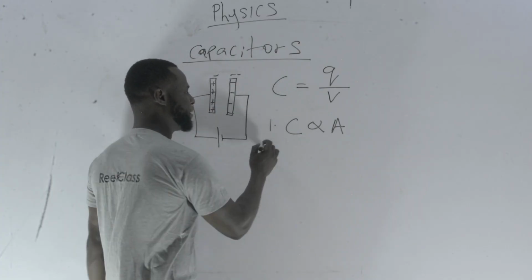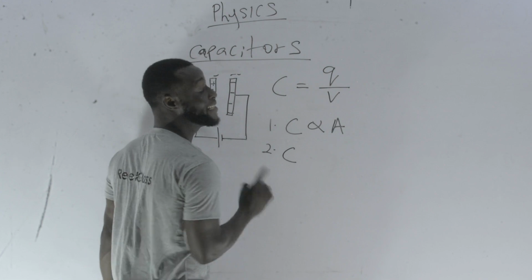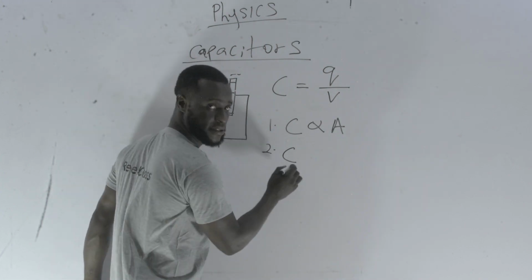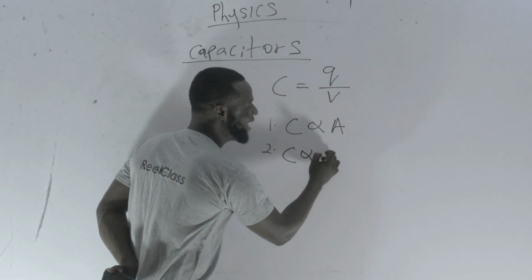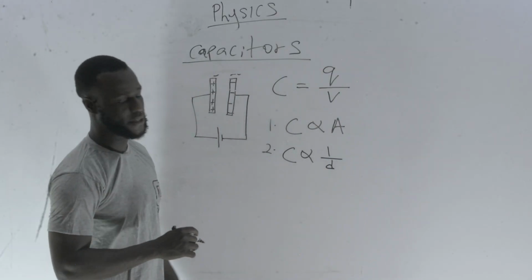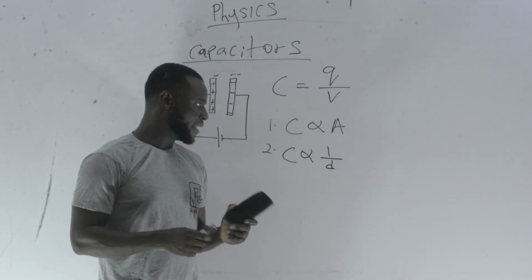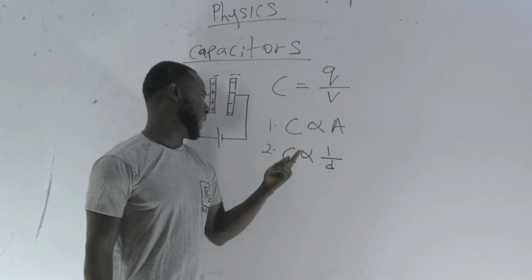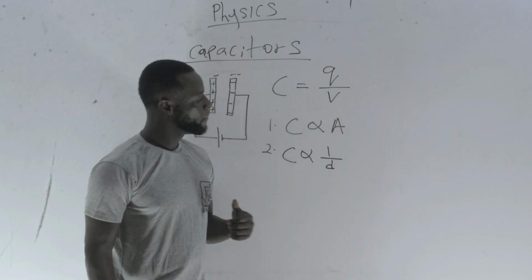Another factor that affects capacitance of a capacitor is the distance between the plates. And this is how it affects it. Capacitance of a capacitor is inversely proportional to the distance between the plates, which simply means that the larger the distance between the plates, the smaller the capacitance, and vice versa.